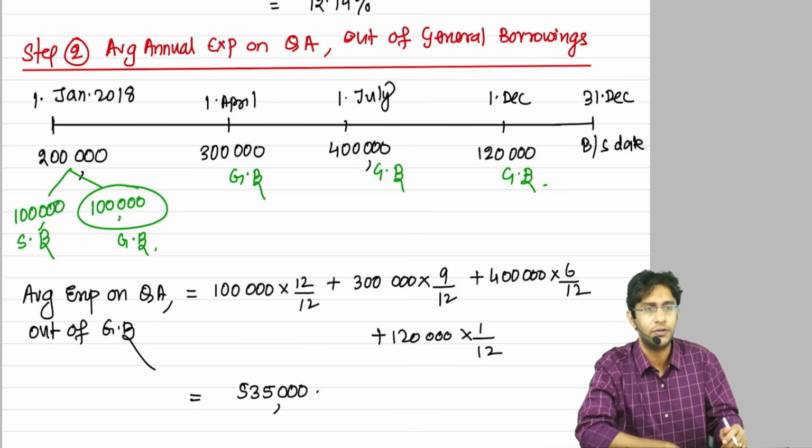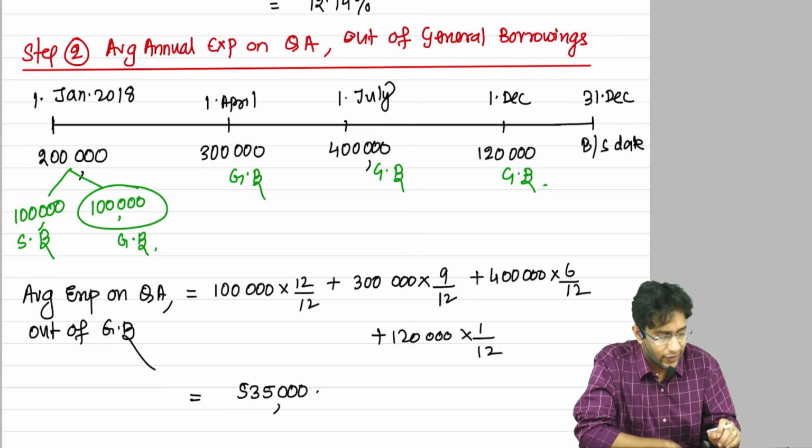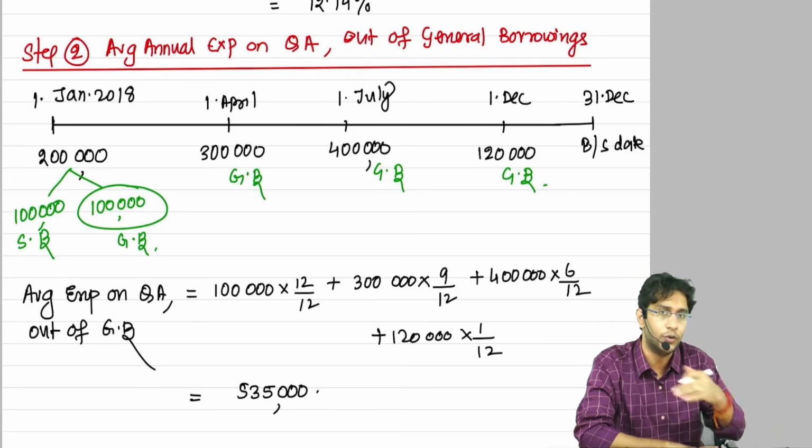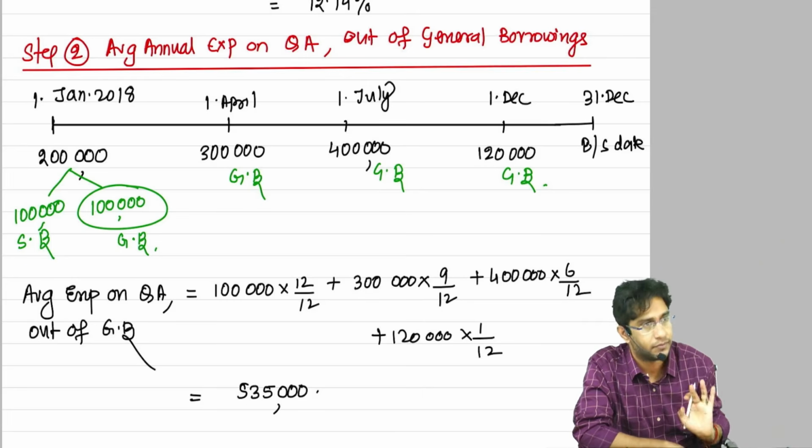5 lakh 35,000. What does this 5,35,000 imply? It means that on an average, 5,35,000 general borrowing is used throughout the year. That's the meaning of it.